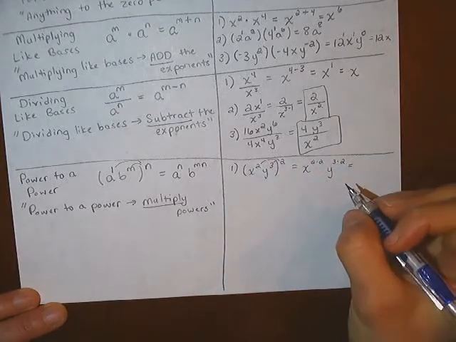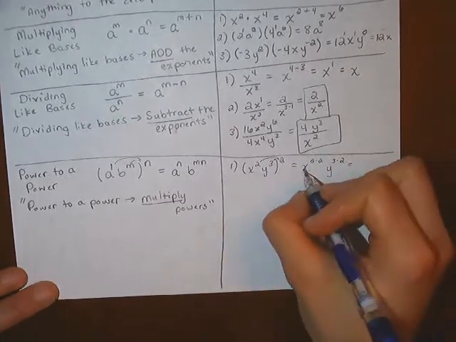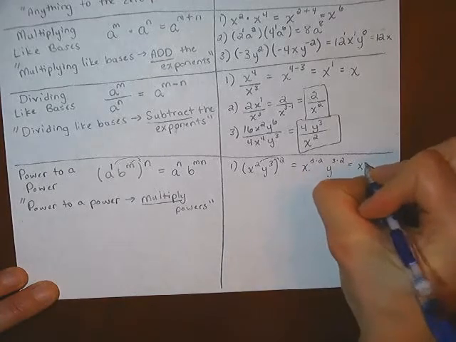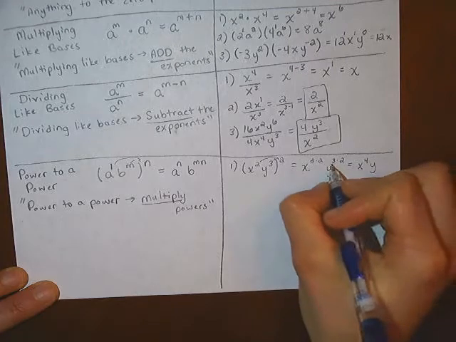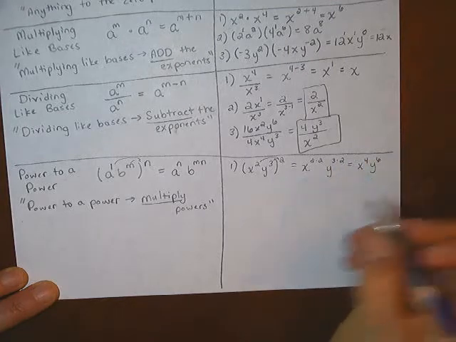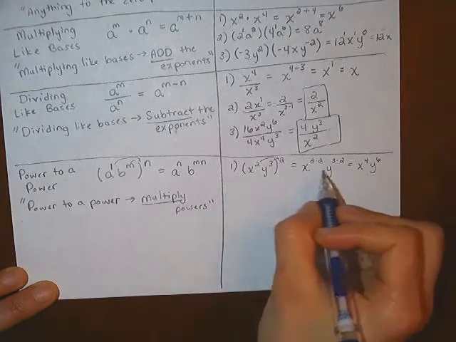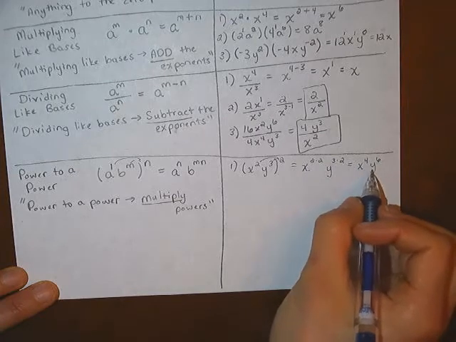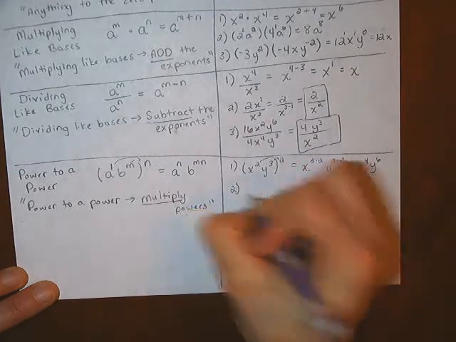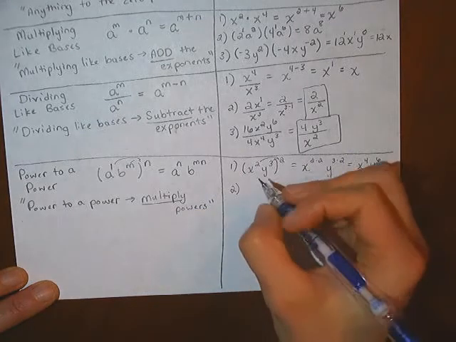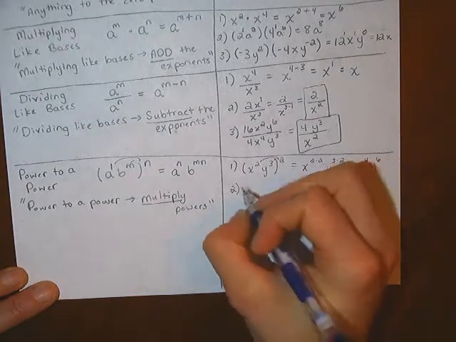Okay, so you distribute your power to each of the powers. And then you just simplify. So this would be x to the, well, 2 times 2 is 4. And then y to the 3 times 2 is 6. And so since they were multiplying to begin with, it'd be x to the 4th times y to the 6th at the end. All right, so let's do one more of these. And then we've got one more rule after that.